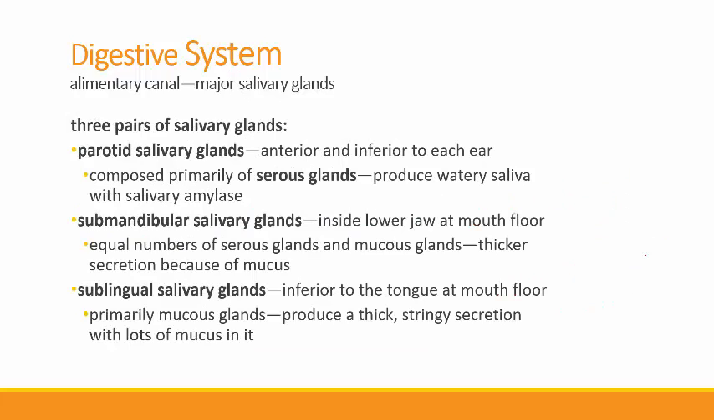So we have three pairs of salivary glands. There's the parotid salivary glands. These are found anterior to and slightly inferior to each ear. And we see primarily serous glands in the parotid salivary glands. And so they produce a really thin, non-sticky, generally watery saliva.